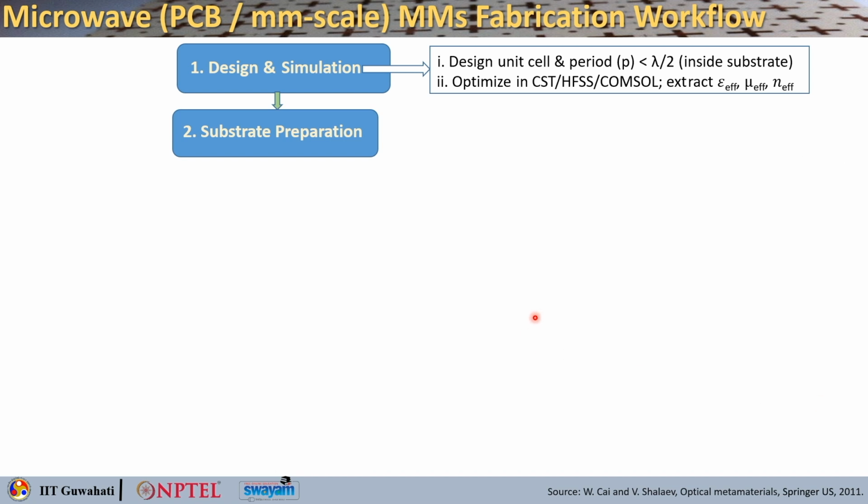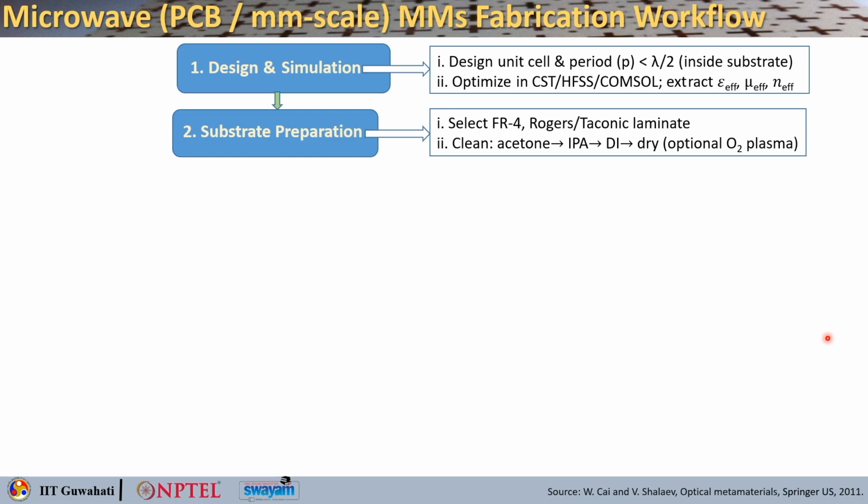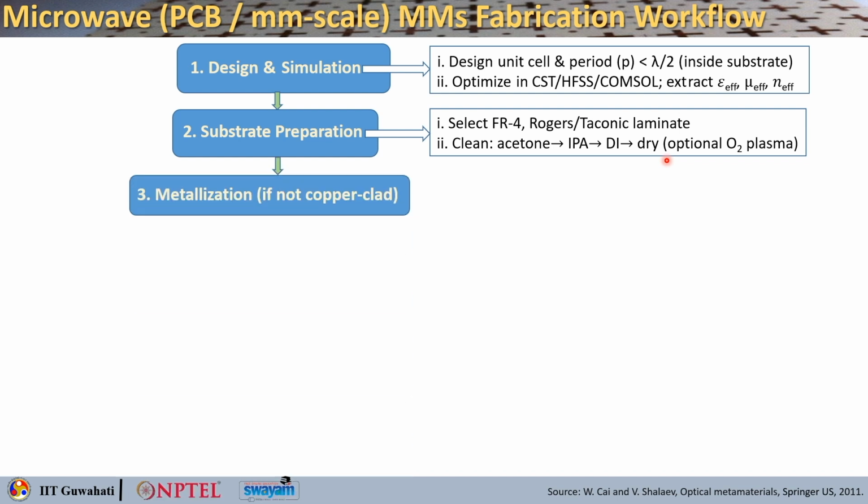After that, once the design is finalized, you can go for the substrate preparation. You can select FR4, it is flame retardant 4, Rogers, Taconic laminate, this could be used as substrate, and then you have to clean the substrate using acetone and then IPA, that is isopropyl alcohol, and then deionized water, and then dry it. You can also use oxygen plasma for that and then clean it. So, this is the cleaning part of the substrate.